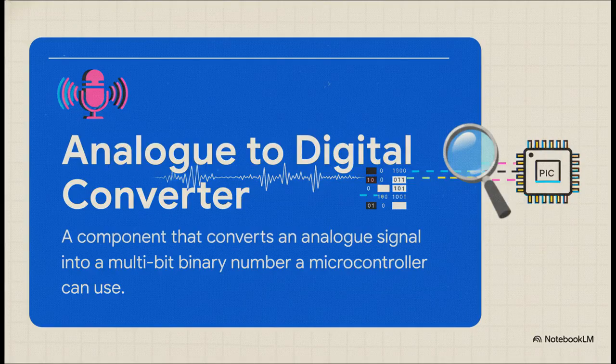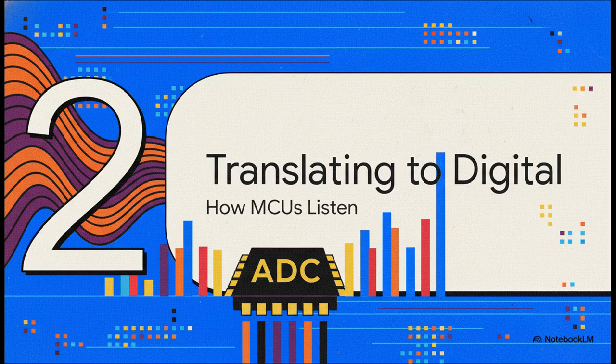And the crucial piece of hardware that does this translation is the analog to digital converter, or ADC for short. You can think of it as the microcontroller's ear. It takes a snapshot of a real-world voltage at a single moment in time and assigns a binary number to it. The great thing is, a lot of microcontrollers, like the PICs, have these built right into the chip. So let's zoom in a little on how this listening process actually works.